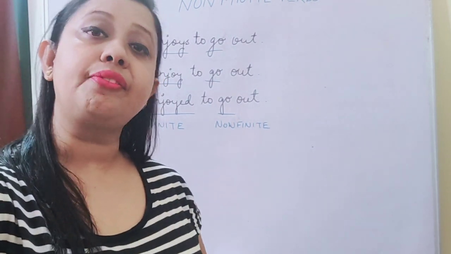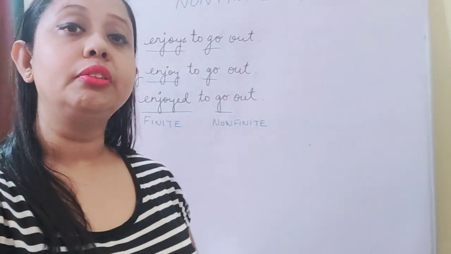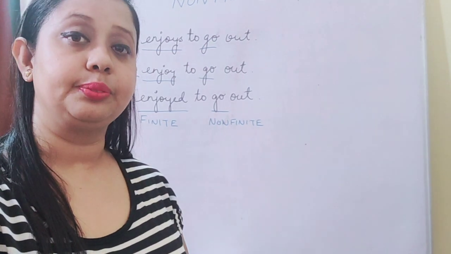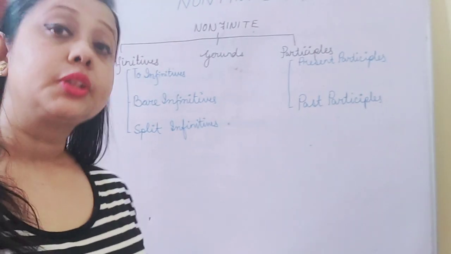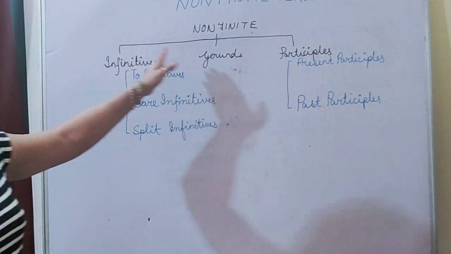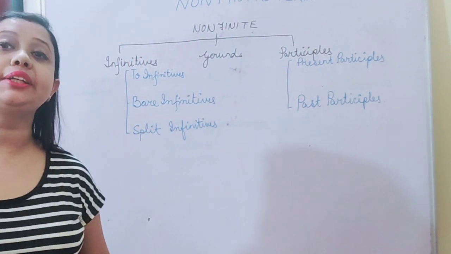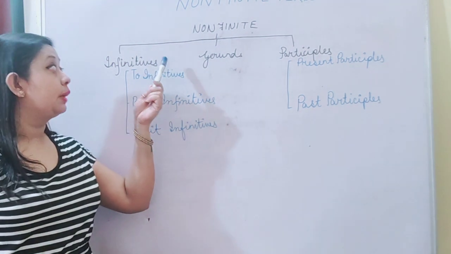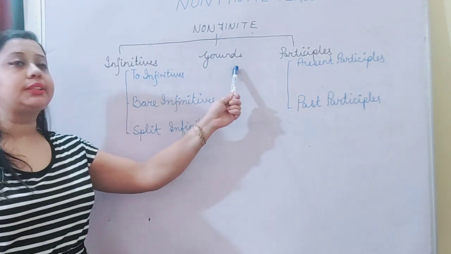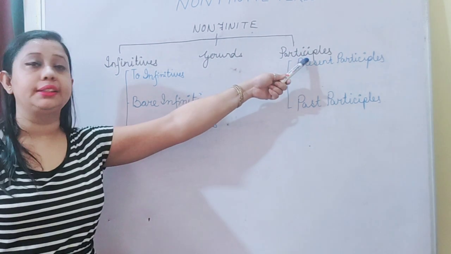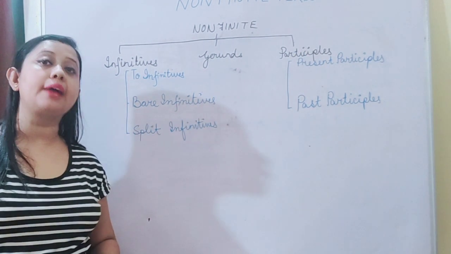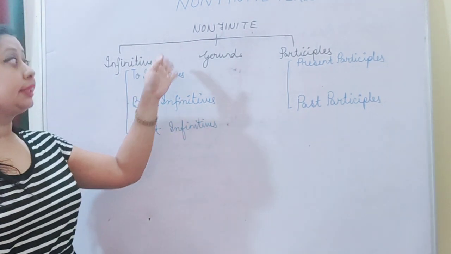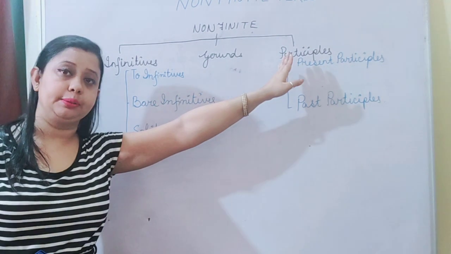Now students, we will talk about the different kinds of non-finite verbs. So now these are the three different kinds of non-finite verbs. So what are they? The first kind of non-finite verb is the infinitive. Next you have gerunds, and the third one is the participles. So we have three different kinds of non-finite verbs: infinitives, gerunds, and participles.